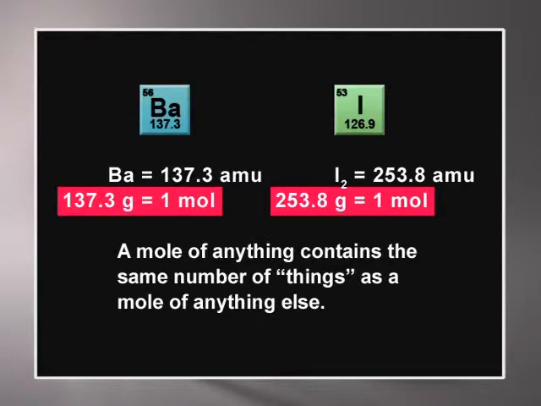A mole of iodine weighing 253.8 grams contains the same number of molecules as there are atoms in a sample of barium weighing 137.3 grams. The reason the iodine weighed more was simply because its molecules were heavier. The same reason a certain number of football players would weigh more than the same number of cheerleaders.